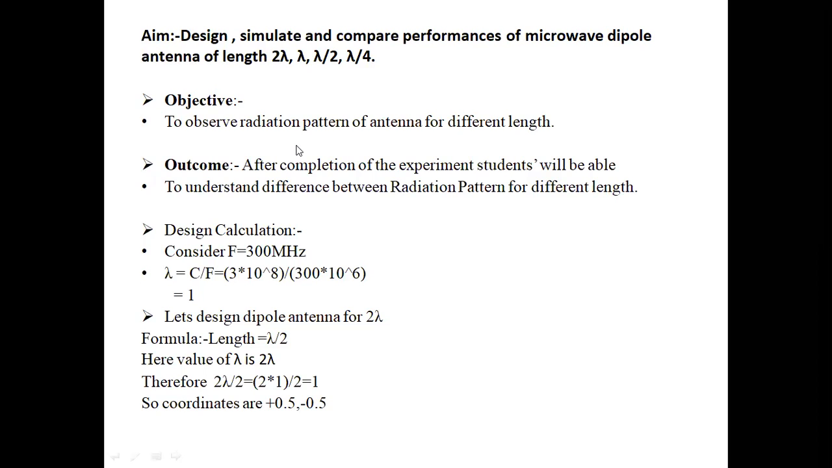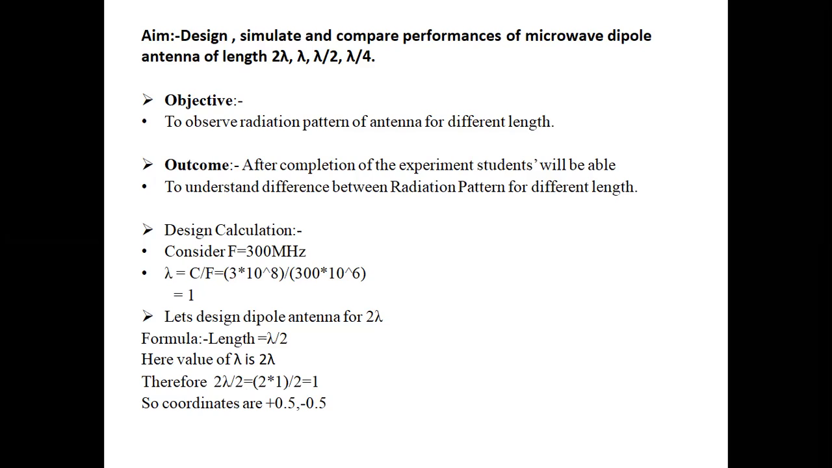Now let's design it for the first length, that is 2 lambda. The formula for calculating the length is lambda by 2. We are calculating for 2 lambda, so put that value: 2 lambda by 2, the 2 gets cancelled and we get the value as 1. Now the length of the antenna is 1.